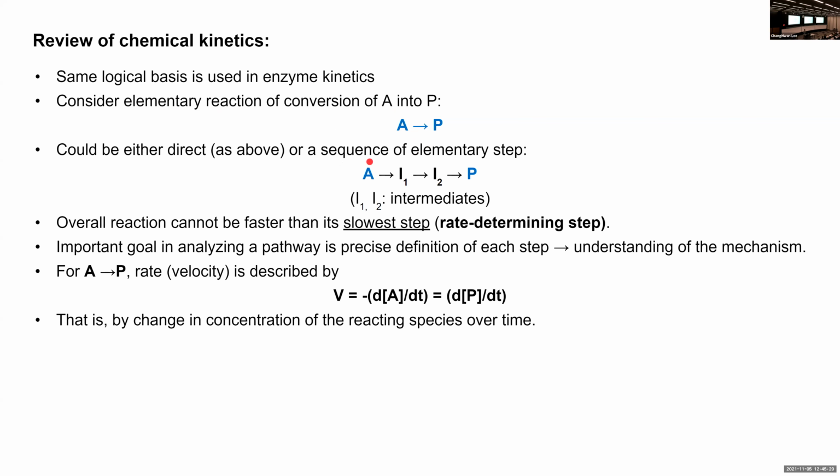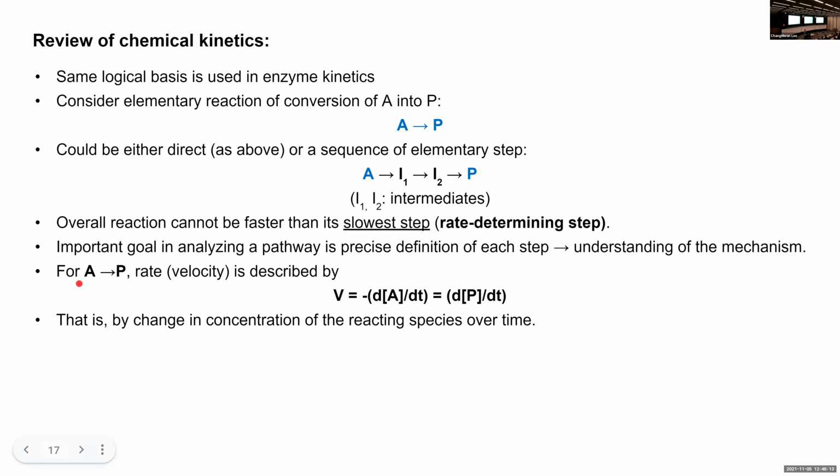You can actually take it as a sequence of multiple elementary steps where A becomes one intermediate, then another intermediate, and P. And for all these processes, the rate of the reaction would be the summation of all the processes, but will be mainly determined by the slowest step. So that slowest step, it can be the A to I1 or I2 to P or so, will be called the rate determining step. And that is the most important step that you want to optimize for drug design and so on, and also try to understand how this enzyme works.